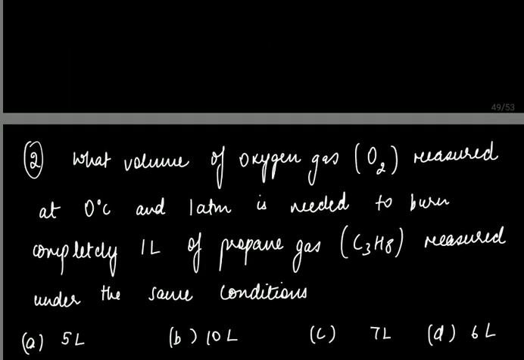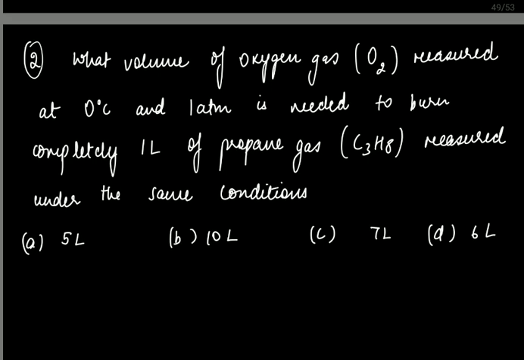So moving to the next question. Now, what volume of oxygen gas measured at 0 degrees Celsius and 1 atmosphere is needed to burn completely 1 liter of propane gas? They have given the formula of propane. It's a hydrocarbon. So measured under the same conditions. Now, first we need to understand a few things.